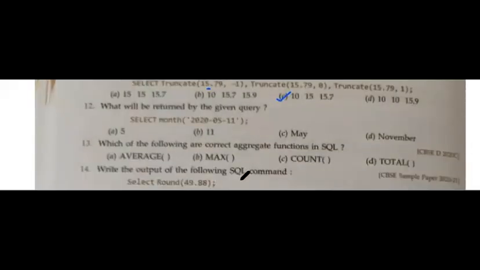Okay, then next question is, what will be returned by the given query? Select month 2025 minus 11. See, what the month function was doing, it was only giving you the month. So the answer is very good. All of you have given the correct answer. A5, everybody has given the correct answer.